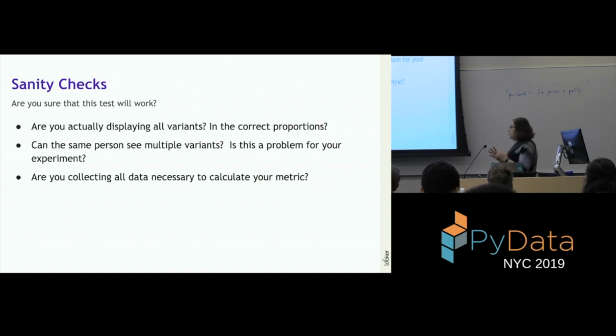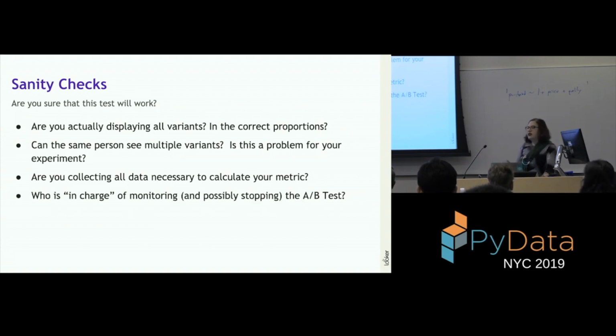Another thing that's really important is to make sure that you're actually collecting the data that you need to calculate your metric. So that both means collecting the actual metric itself. It also means knowing if someone saw the A variant or the B variant. So that tends to be a problem when you have one system that's running the A/B test and deciding who sees A and B, and a different system that's collecting the metric, and you don't have a common key to join on. So you don't have like a user ID that's the same between both systems. So that's really important. You want to make sure that you can track both of those things.